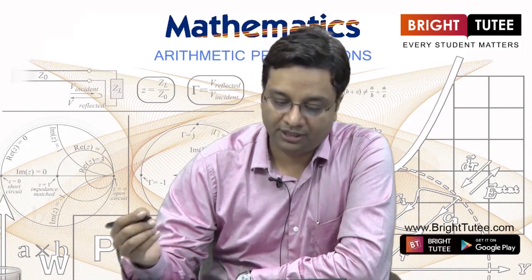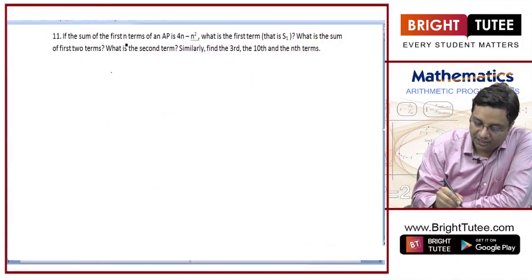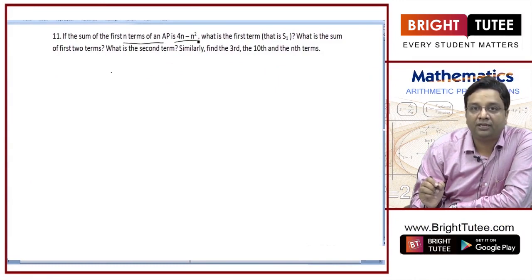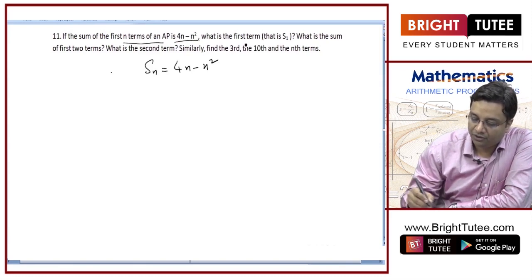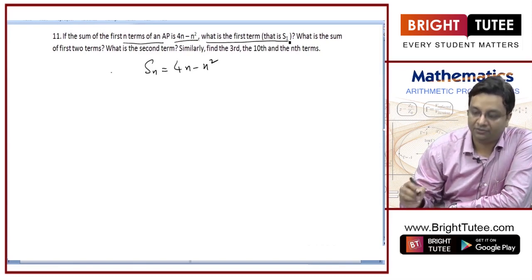So let's take the next question here. If the sum of first n terms of an AP is 4n minus n square. So Sn is given as 4n minus n square. What will be the first term, that is S1?